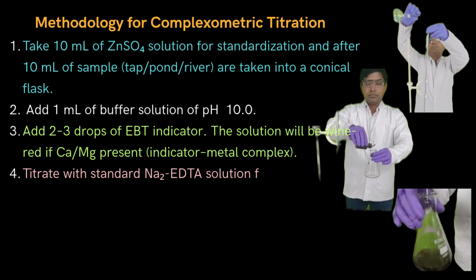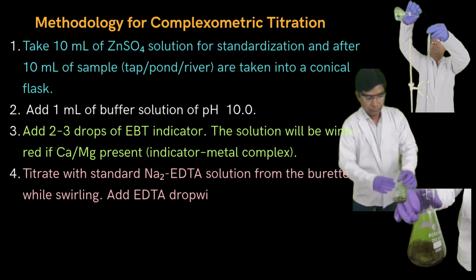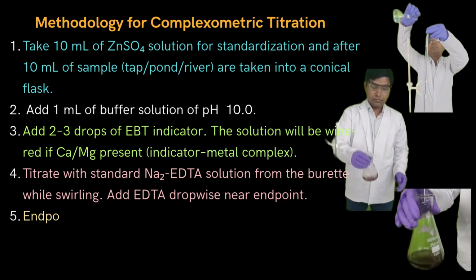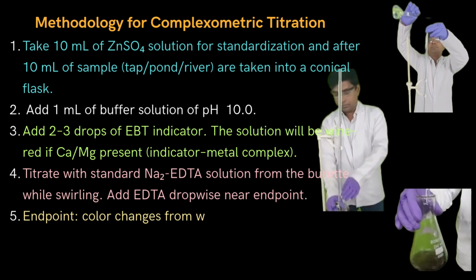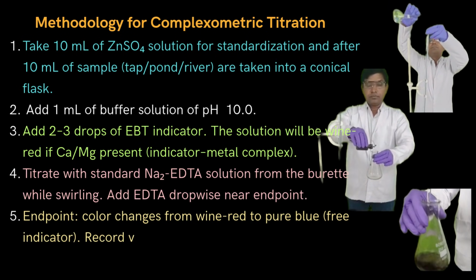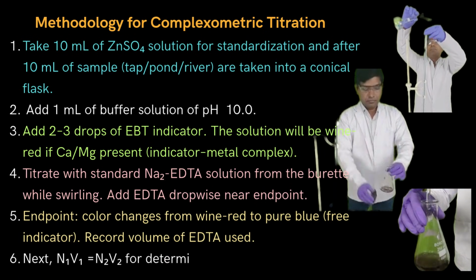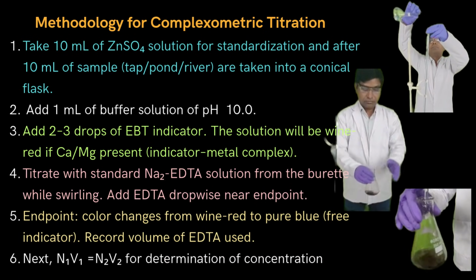Fourth, titrate with standard sodium EDTA solution from the burette while swirling. Add EDTA dropwise near the endpoint. Fifth, at the endpoint, the color changes from wine red to pure blue. Record the volume of EDTA used. Next, N1V1 equal to N2V2 is used for concentration determination of EDTA.